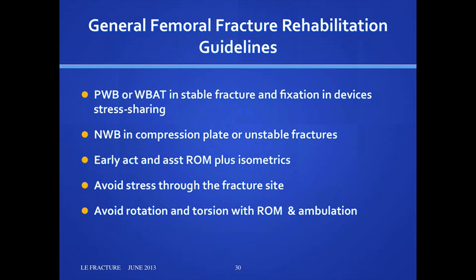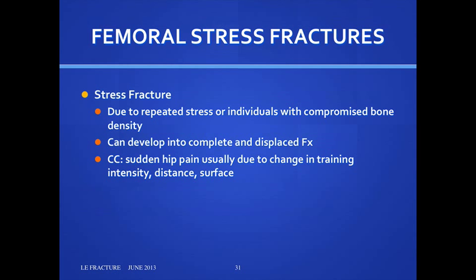Generally, in fracture management, some early active and assistive range of motion is allowed, plus sometimes even submaximal isometrics. Not all the time, but sometimes. Again, you want to avoid stress through the fracture site, especially with rotational and torsional type movements. And during ambulation, if patients are partial weight bearing or weight bearing as tolerated, avoid pivoting and torsional type movements.